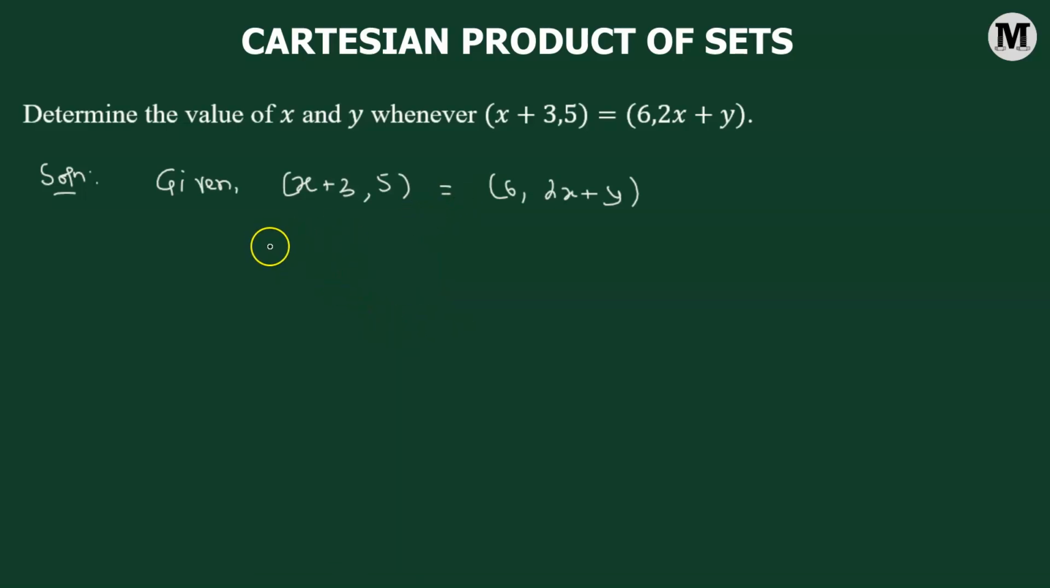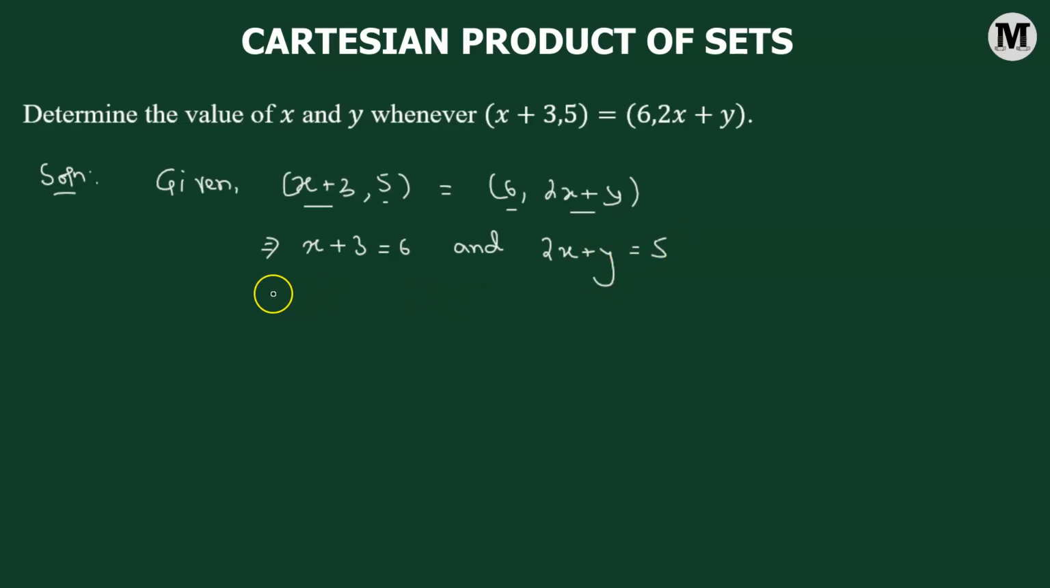Now, what we can do is take the first component of each of the two ordered pairs and equate them with each other to get x + 3 = 6. Similarly, we are going to equate the second component of the ordered pairs. So that's going to give us 2x + y = 5.